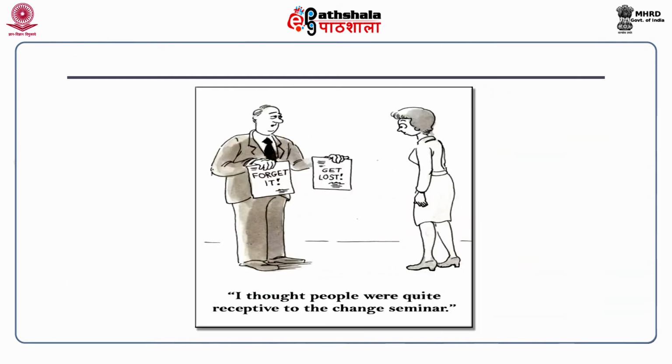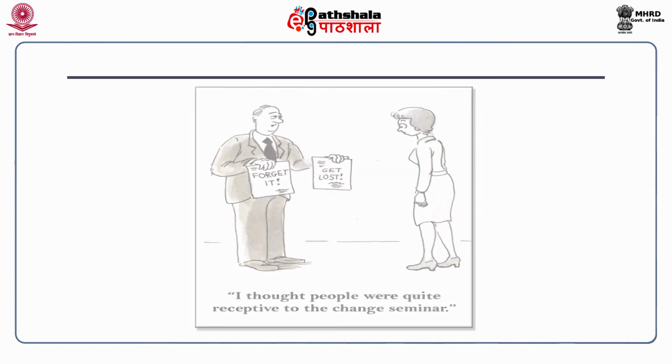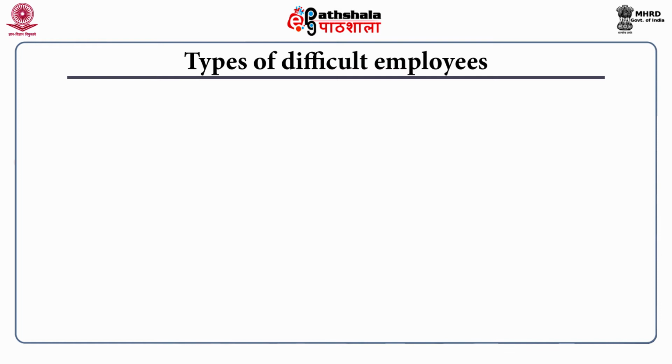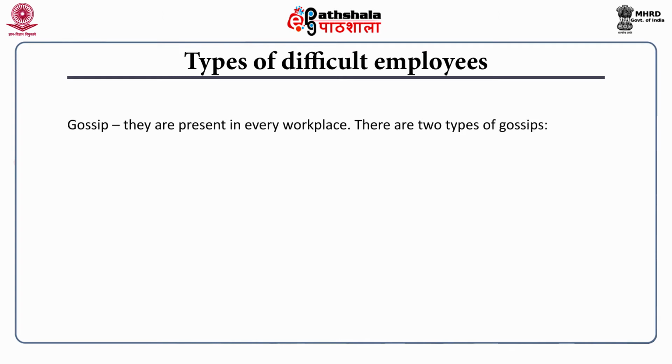There are different types of difficult employees. Let's understand their categories. The first type are gossips. They are present in every workplace. There are two types of gossip mongers: blabbermouths, who are willing to talk about anything and everything. They are relatively harmless but lead to wastage of time for themselves and others.